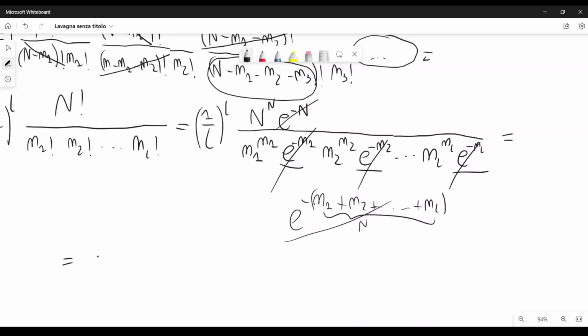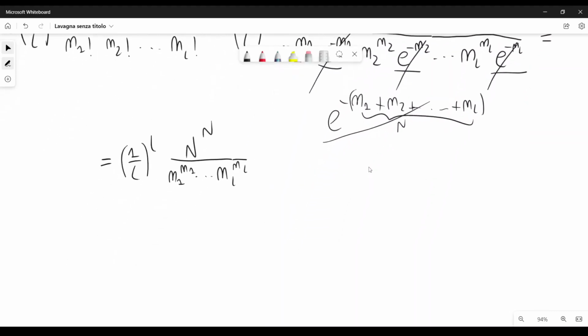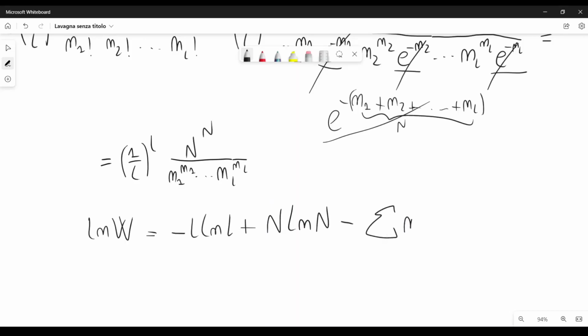And therefore, we are left with 1 over L to the power L, n to the power n divided by n1 to the power n1 dot dot dot nl to the power nl. Now, if we consider the logarithm of w, which is a probability, this will be equal to, in the limit as n is very large, minus L natural log L, and then we have plus n log n minus sum over j of nj log nj.